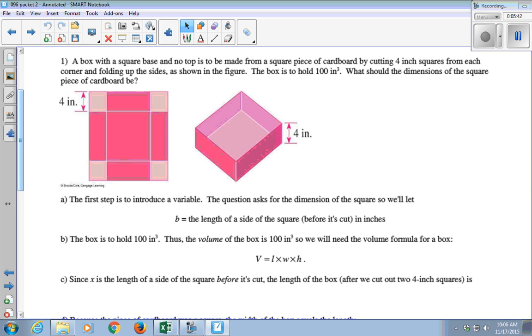All right, so I'm trying to create a box that will hold 100 cubic inches. What kind of measurement is cubic inches? Is it a length? Is it an area? Is it a volume? It's a volume. Yeah, cubic inches is a volume.